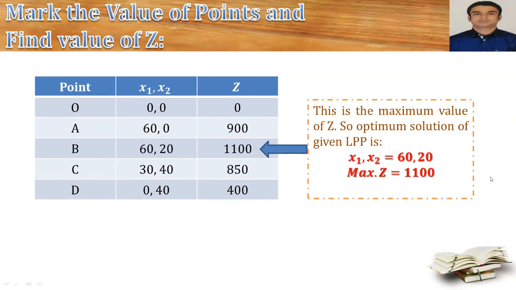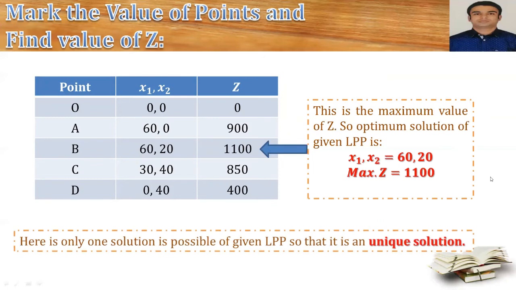And one more point here. In this problem, the maximum value of Z is available only at one corner point, only one single point, 60 and 20. The value of Z is 1100 and this is the maximum. This means only a single solution is possible. So this type of LPP solution is known as a unique solution.